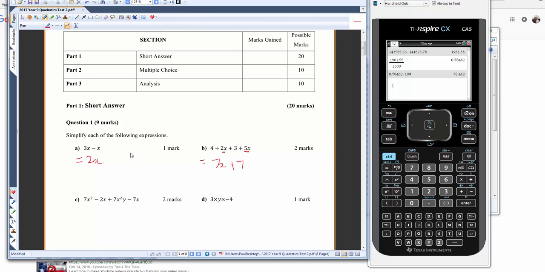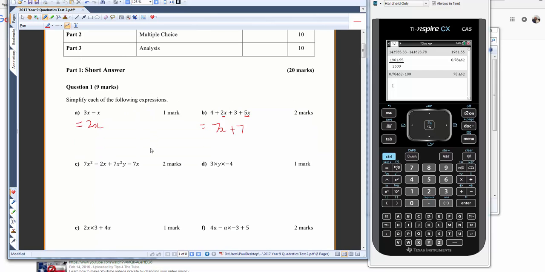So 7x plus 7. Right, over here we've got 7x squared, doesn't have any like terms. Negative 2x, take away another 7x is negative 9x. So this equals 7x squared, take away 9x, and that's unlike with anything, so 7x squared y.